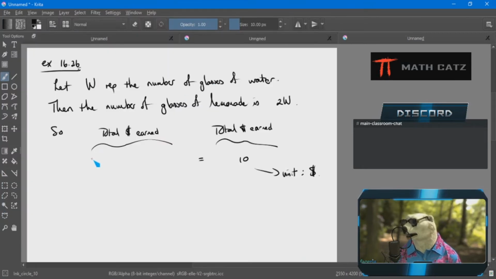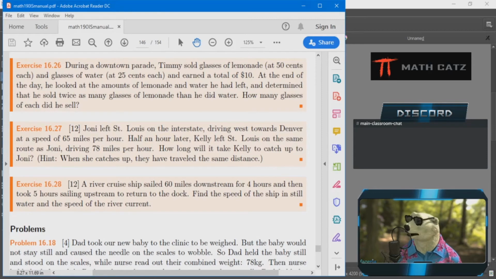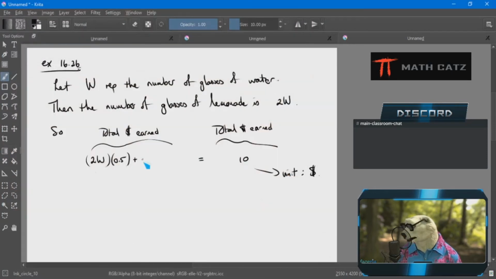So how many glasses of lemonade? 2W times the price of each will be the total amount of money. Number of glasses, price per glass. Then the water was sold at 25 cents each. Number of glasses, price per glass. So I can simplify this now. I have my equation. 2 times 0.5 is a 1W plus 0.25W. I'm really just regrouping things.